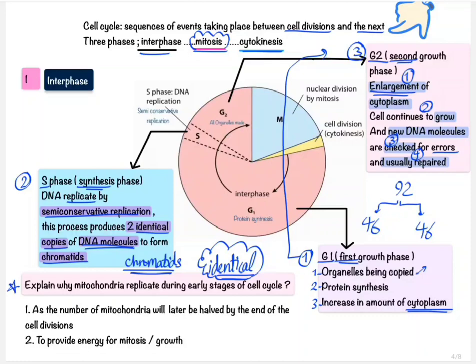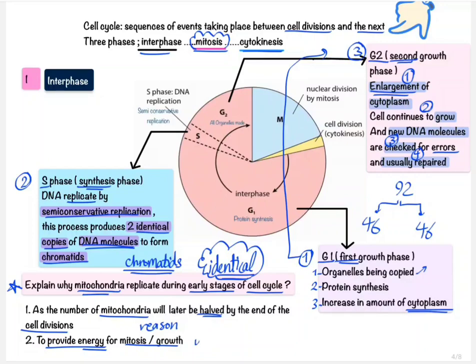Here's a question that's repeatedly present in your questions, also in the exams and so on. Why do mitochondria replicate during early stages of the cell cycle? I mean, we have to. How's a cell going to survive without mitochondria? As the number of mitochondria will later be halved by the end of cell division, to provide energy for mitosis or growth. So here we provided not only the reason why we replicated, it's going to be halved and we need it.